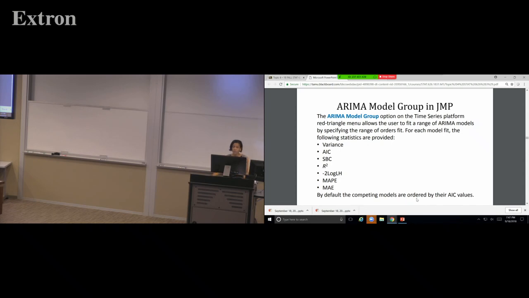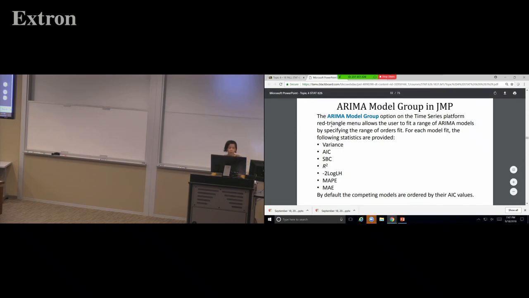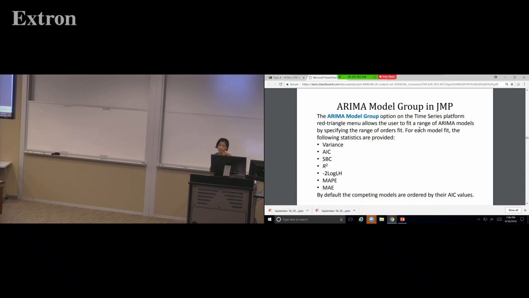It's an option on the time series platform with the red triangle menu, and it allows a user to fit a range of ARIMA models by specifying the range of orders to fit. For each model fit, the following statistics are provided: the variance, AIC, SBC, R squared, -2 log likelihood, the MAPE, and the MAE. By default, the output from the ARIMA model group is ordered by the AIC values. You can change that pretty easily, and I'll show you how to do that if you're interested in looking at the SBC. Okay.